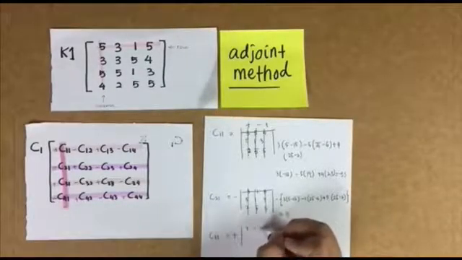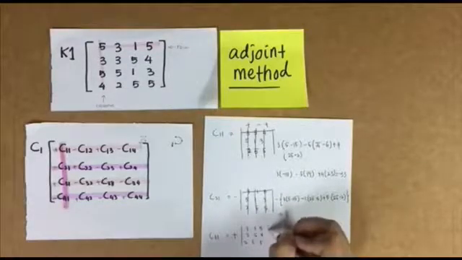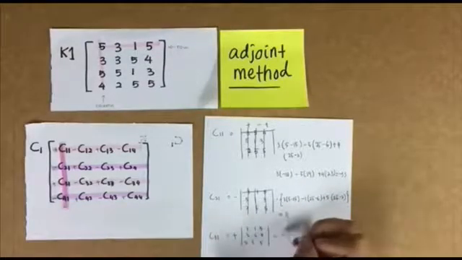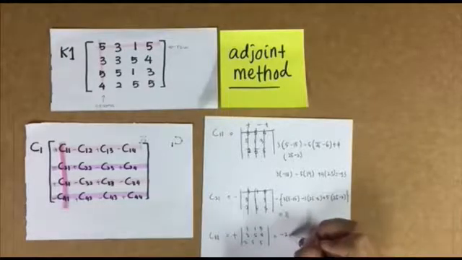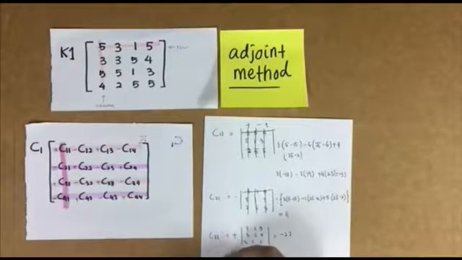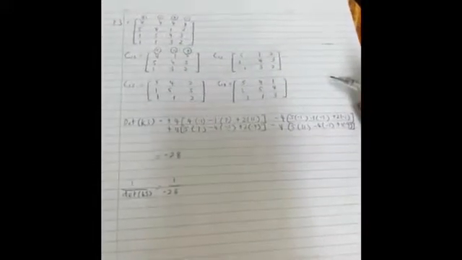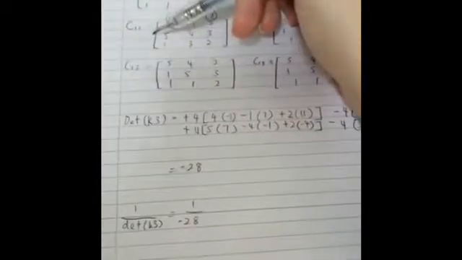3, 1, 5, 3, 5, 4, 2, 5, 5. Same method used, and we will get the answer negative 22. And for the C41, now I'm going to show you how to find the determinant for K3. We can find the determinant for K3 by expanding along row 1. Positive 4 times C11 minus 4 times C12 plus 4 times C13 negative 4 times C14.